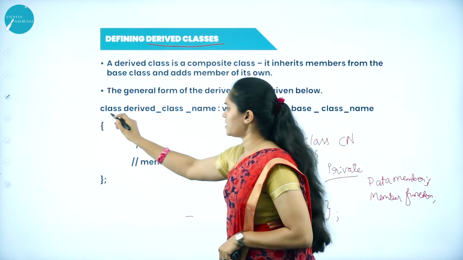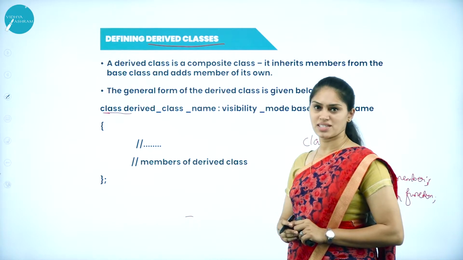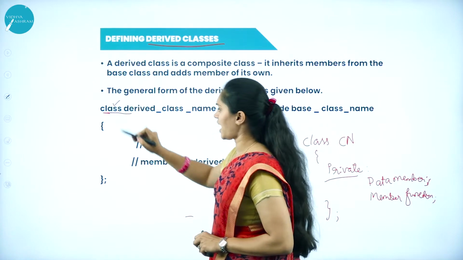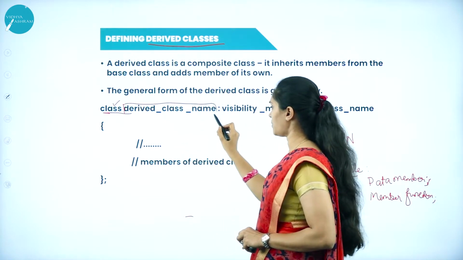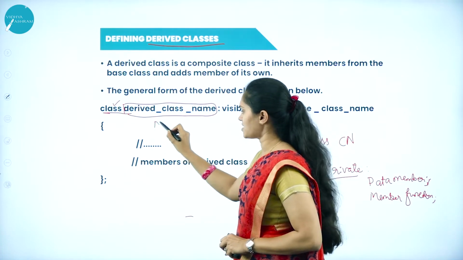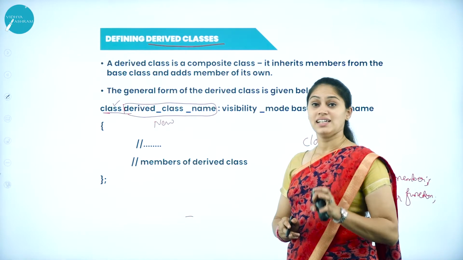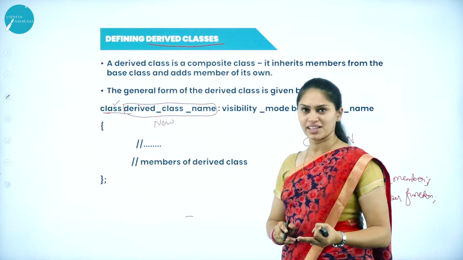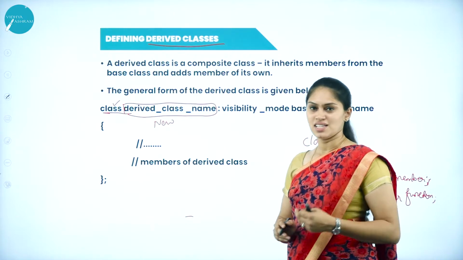Here I must specify the derived class. What do I need to specify? I need to specify the class keyword. Then I must include the derived class name, that means the new class which I am going to create. I must specify the name of the derived class, that is a child class or a subclass.